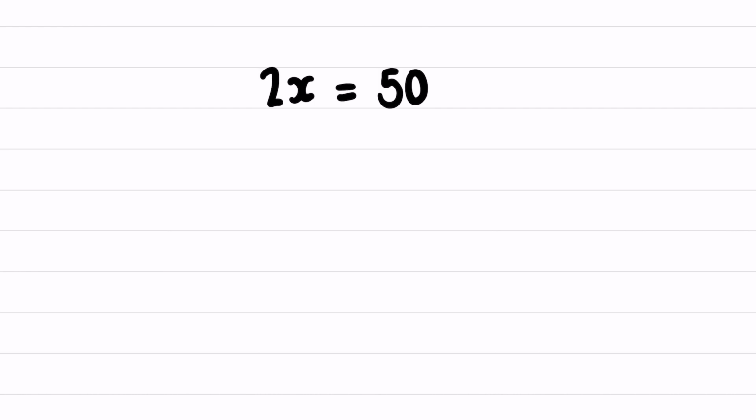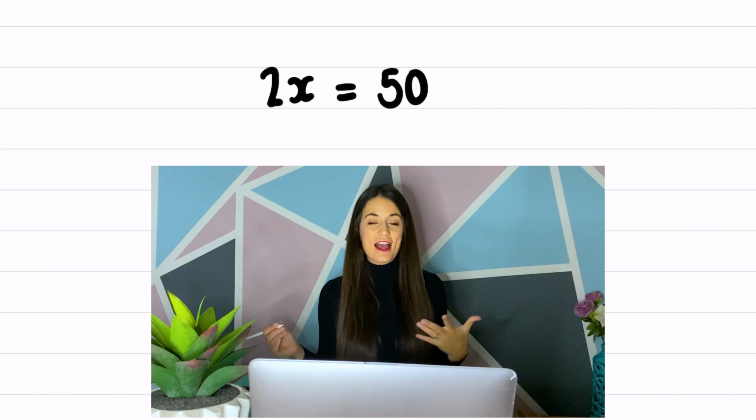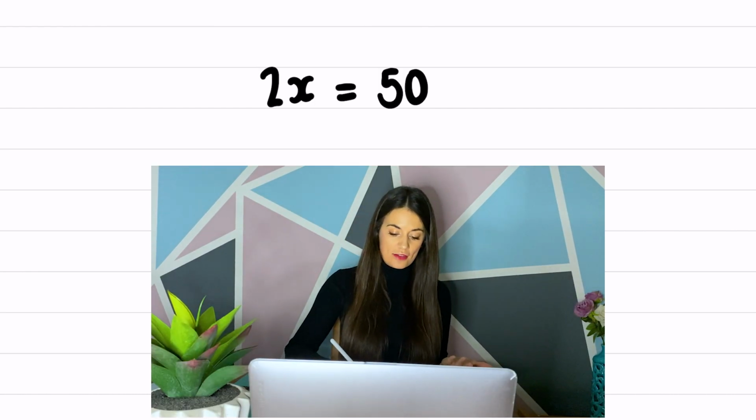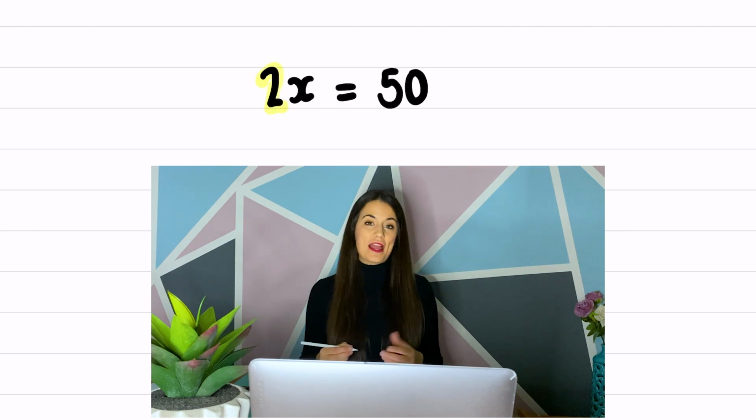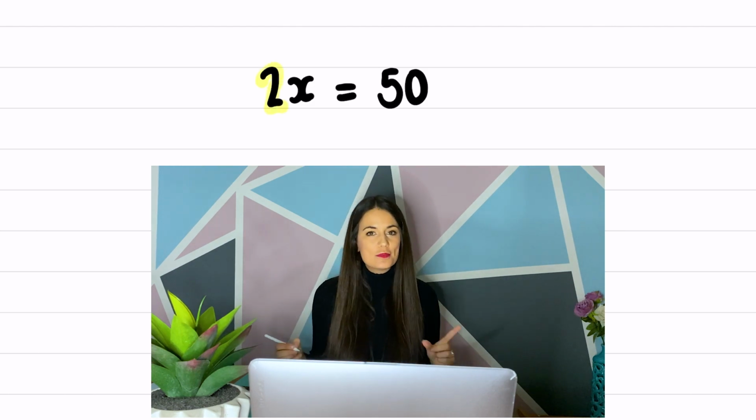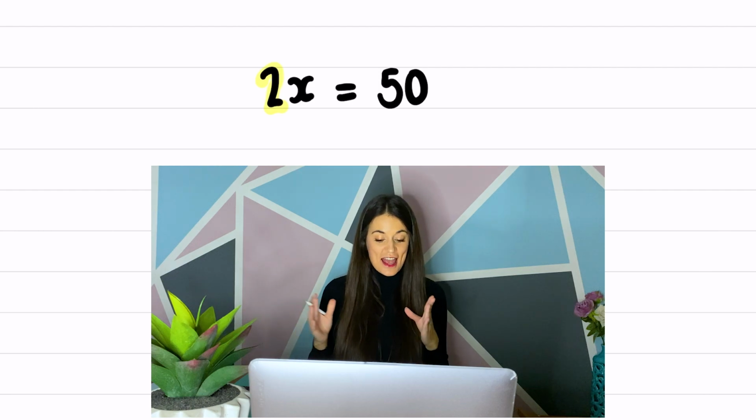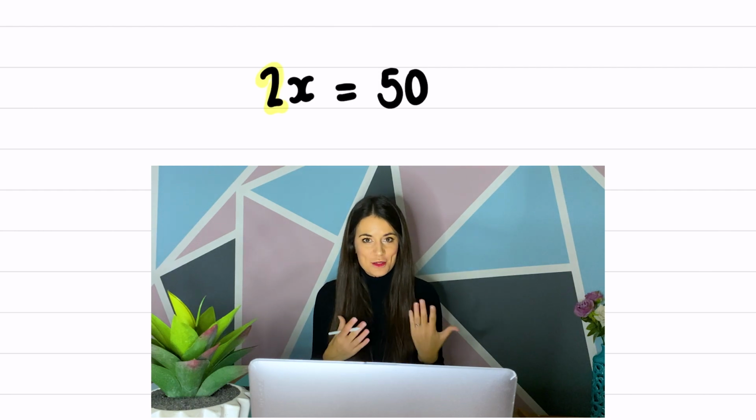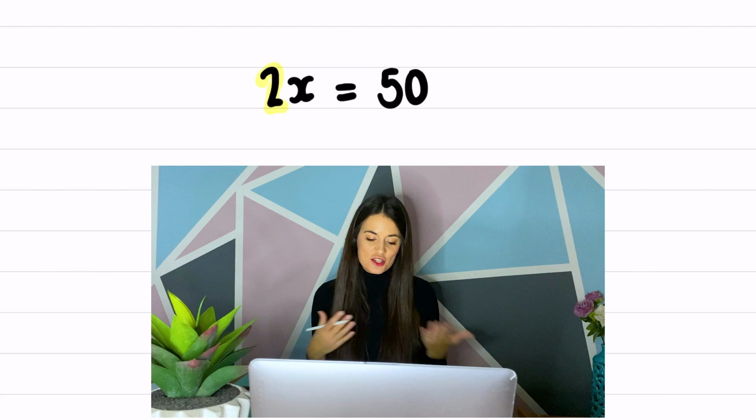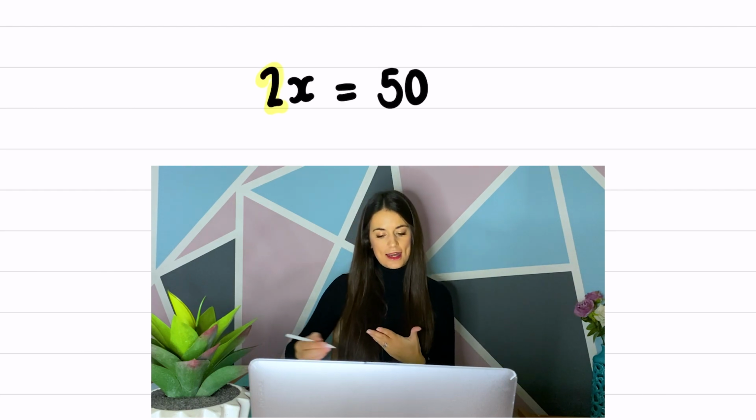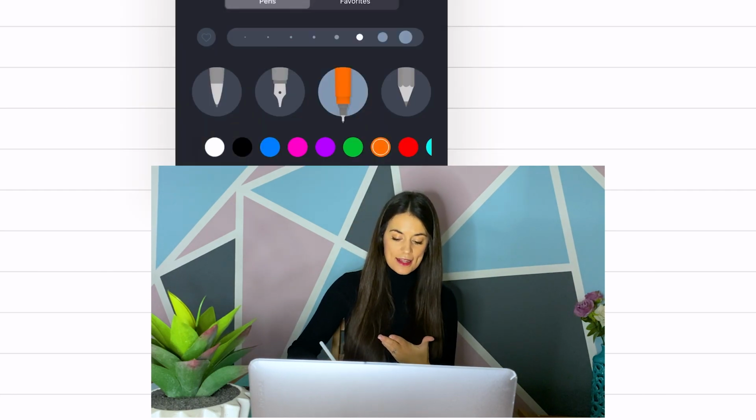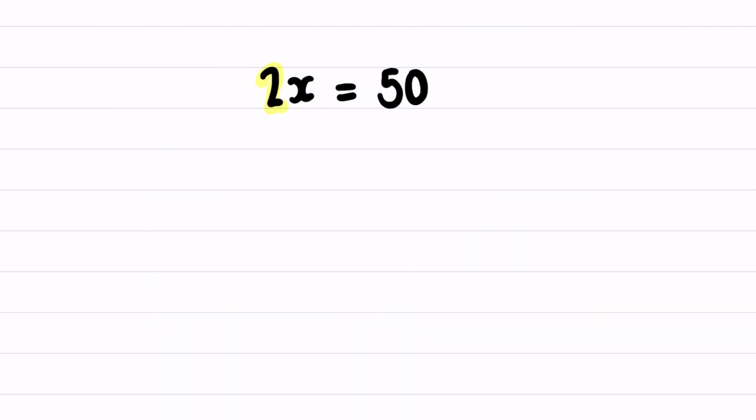Alright, if I have 2x equal to 50, now I have a coefficient. So I have a coefficient stopping my x from being alone. Now what's happening between that 2 and that x? There's actually a secret multiplication sign between that 2 and that x. So between the 2 and the x, it's actually 2 times x. So in order to isolate that variable, I want to do the opposite operation.